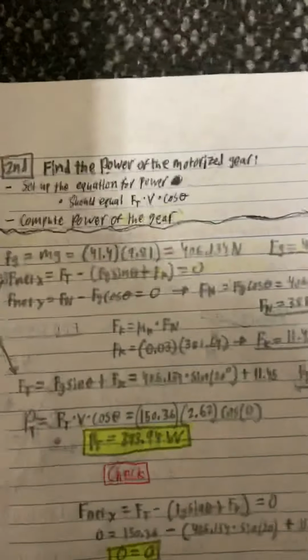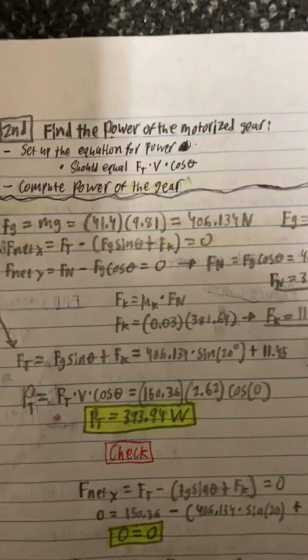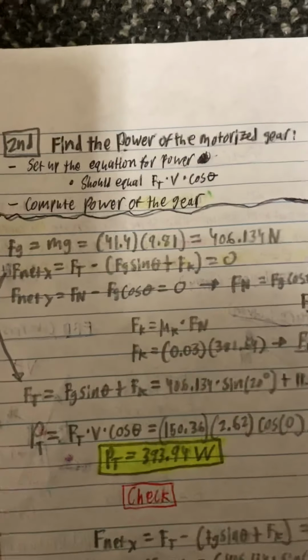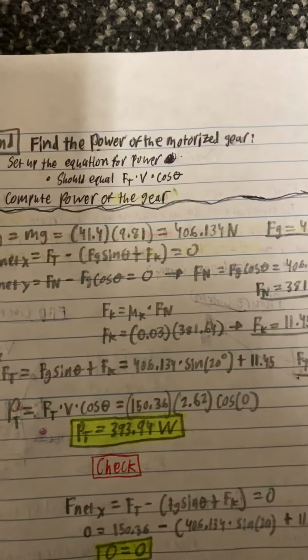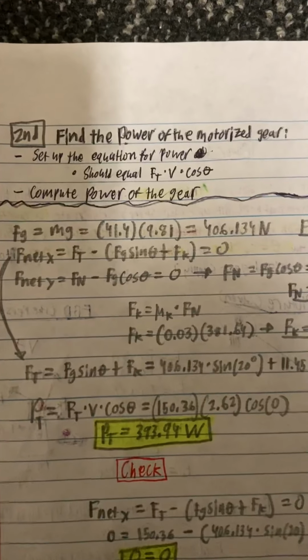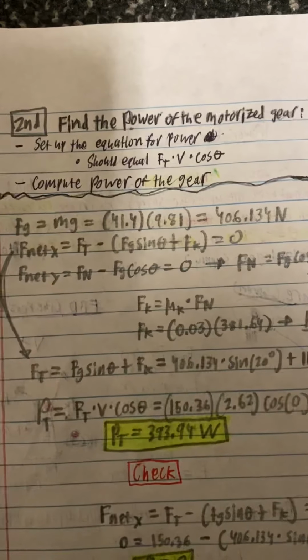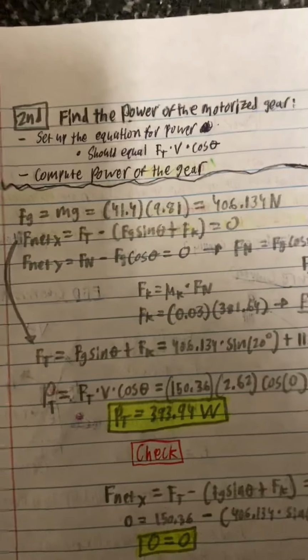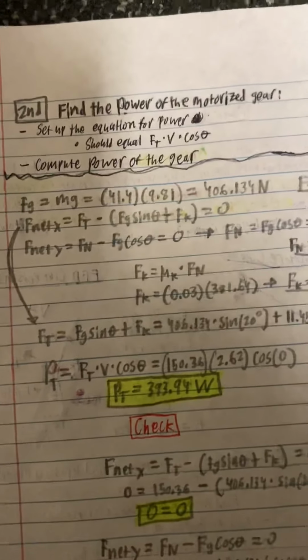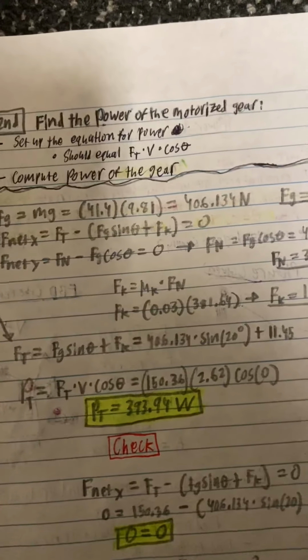After that, we can go over here and see that second, and finally we can find the power of the motorized gear. We set up the equation for power, and it should equal the force of tension times velocity times the cosine of theta. Think of it like work. It's not the theta that we were given. We weren't given that 20 degrees for this.